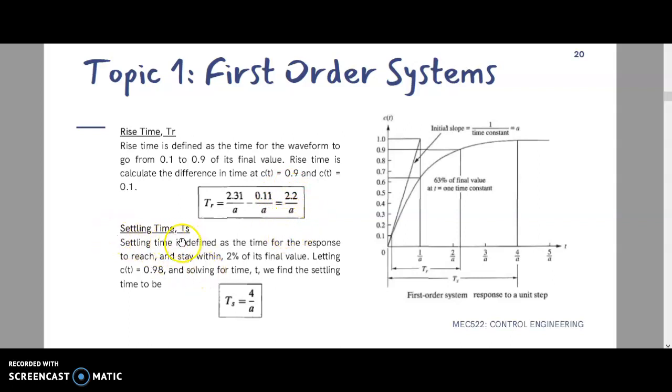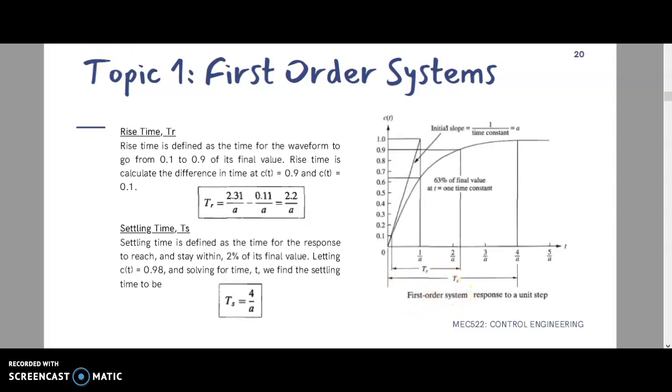And then for settling time, settling time is defined as the time for the response to reach and stay within 2% of its final value. So for 2% is about 0.98. So for the settling time, TS equal 4 over A. So you can see, from 0 to 4 over A kat sini kan. Okay, ni dia punya settling time.